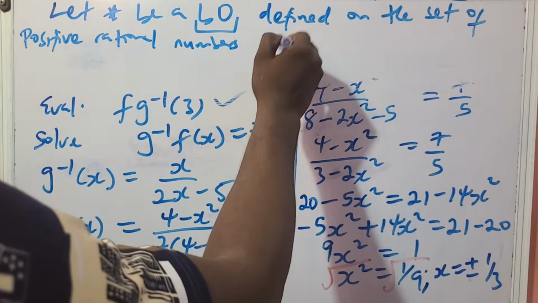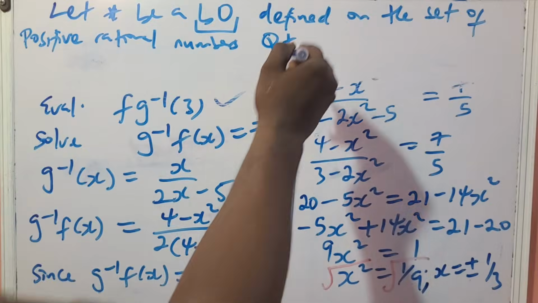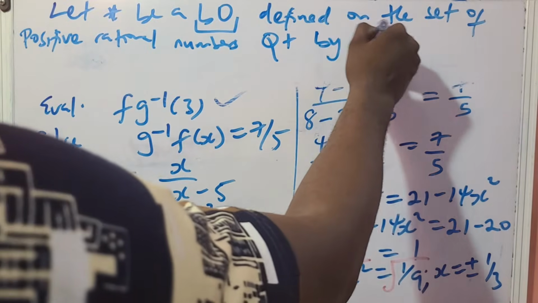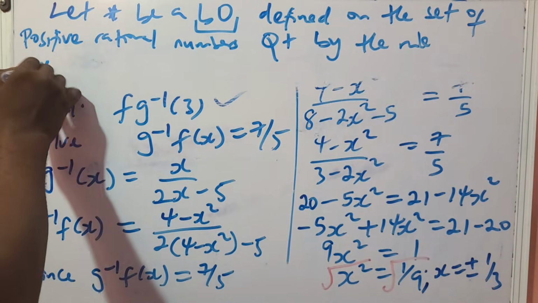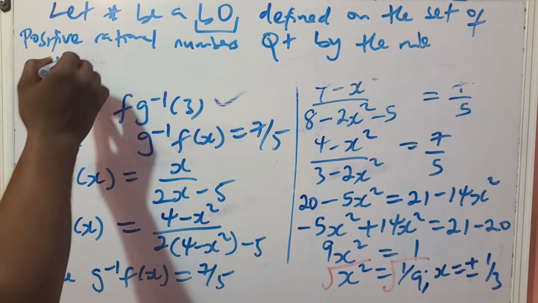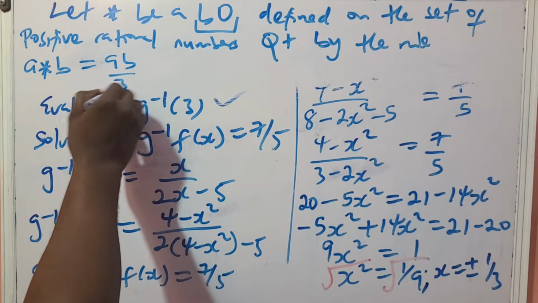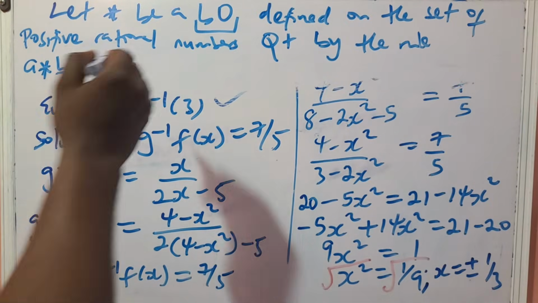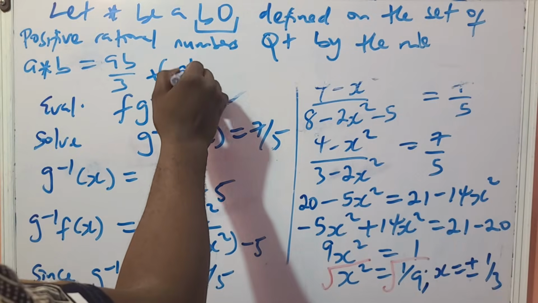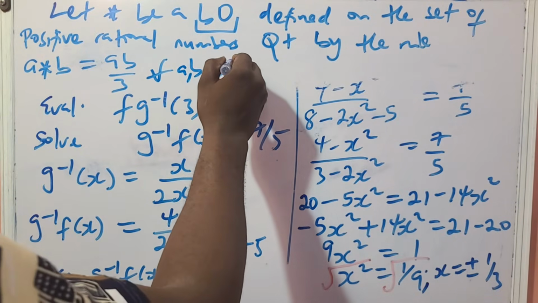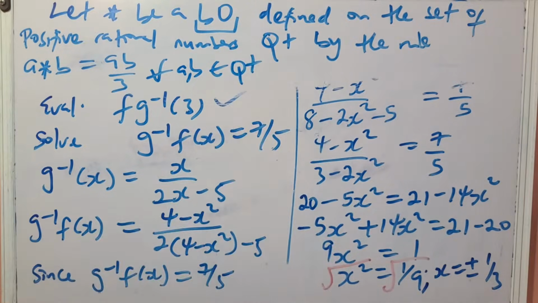And that will be given as Q plus. Now, this is the rule that was defined by the rule. Look at the rule right here, which is the most vital part of your binary operation question: a star b equals ab over 3, where a and b are elements of the positive rational numbers. Now, the question is for you to find the inverse of 4 star 6.